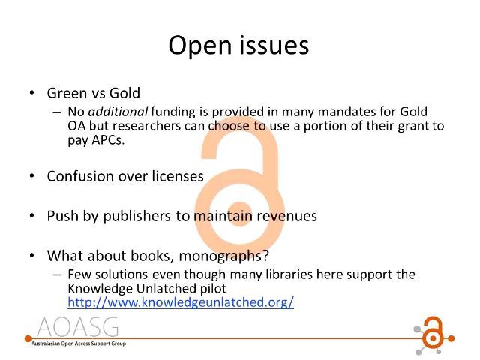The green versus gold debate is a very important one because, as Jackie has alluded to, there is no overall level at the moment of APCs, and there is no additional funding in many mandates for gold OA. So researchers don't have that as an opportunity if they don't have the funding. There's a lot of confusion over licenses. The publishers are very keen to maintain their revenues, and so some of the discussions that are happening definitely have that in mind. And there are some complicated areas where it's not really been clear what a good solution is. Books and monograph publishing in the humanities has been particularly difficult in this area.